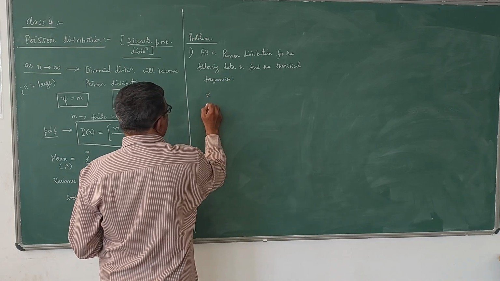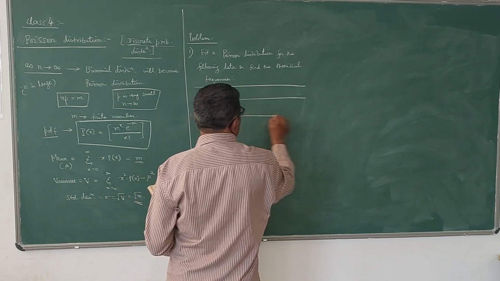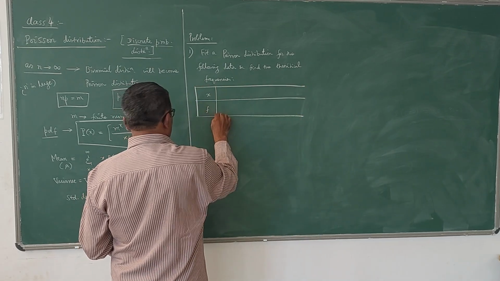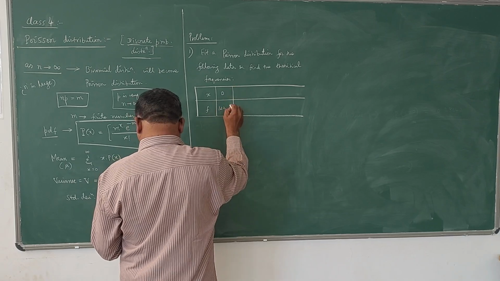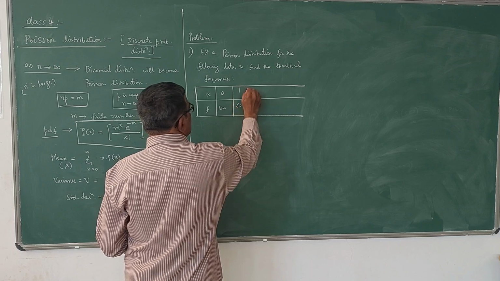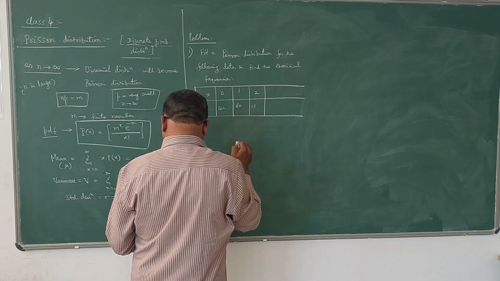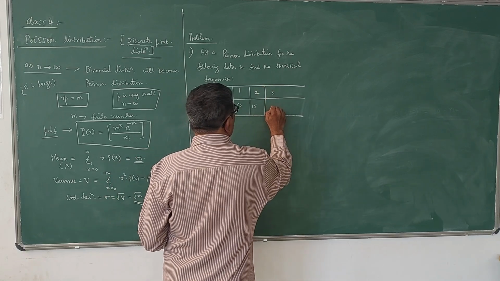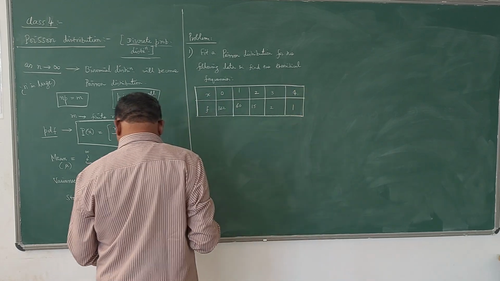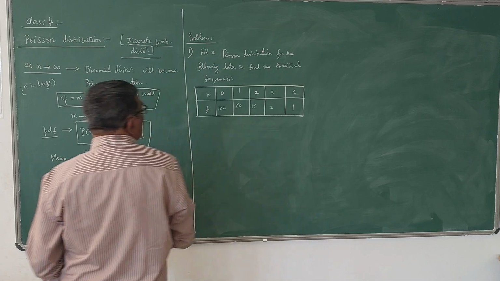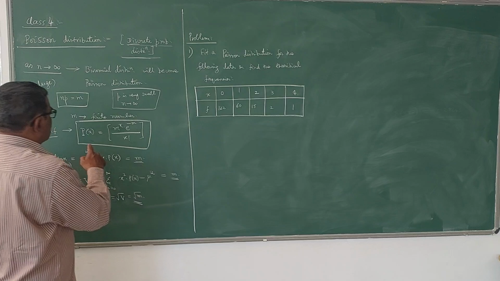So x and f are given like this. F is the frequency. For different values of x, the frequencies are given: for 0, 122; for 1, 60; for 2, 15; for 3, 2; and for 4, 1. We have to fit a Poisson distribution for this given data.